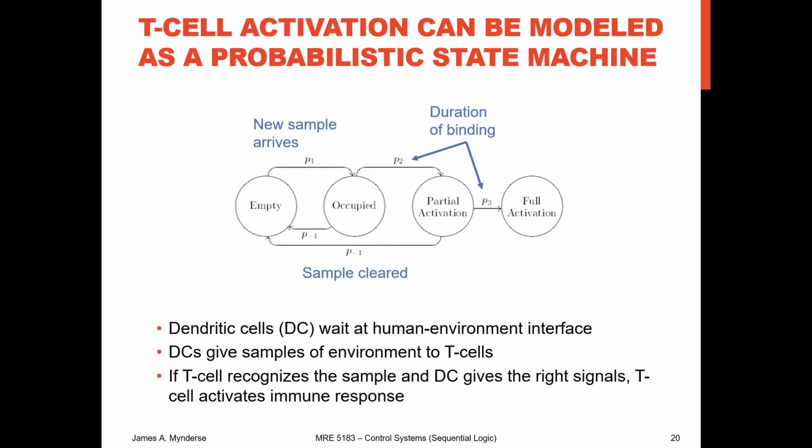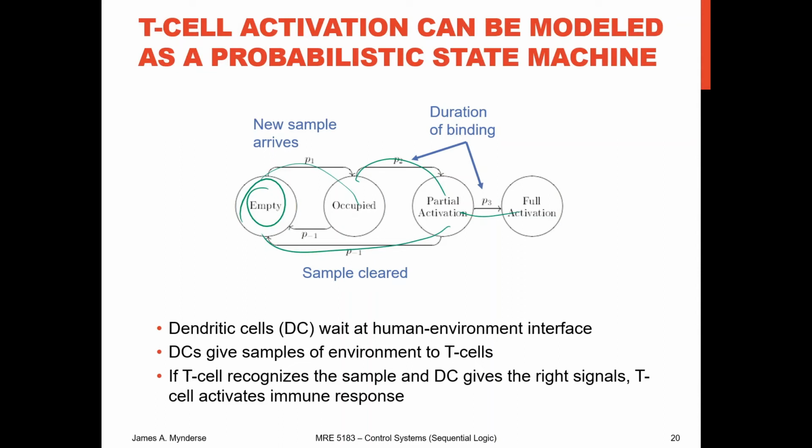Well, so how does it do that? It's basically a state machine. So you start at the empty state, there's no sample. When a sample arrives, you move to the occupied state. And then if it's reacting with this in a particular way, it moves to the partial activation state. If it continues reacting, it goes to the full activation state. If it got partially activated but then didn't go any further, it rejects it and moves on. And the full activation state is when you have an immune response.